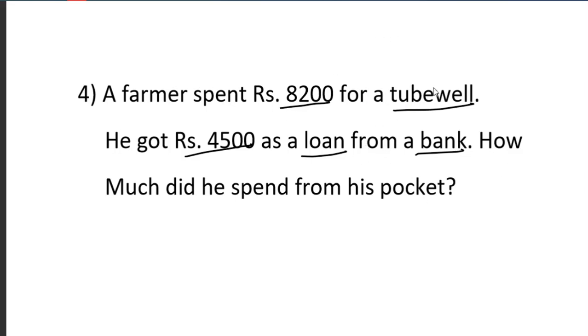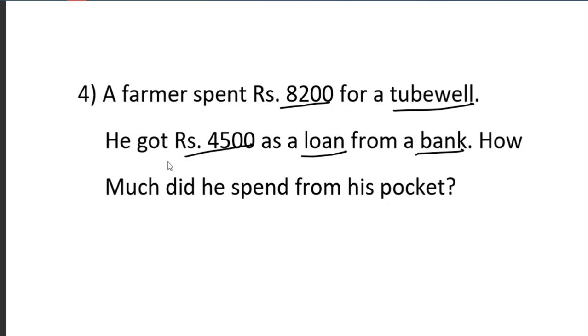So what is the information given? He spent rupees 8,200 for a tube well. He also took a loan from the bank, that is rupees 4,500. So how much of his own money did he spend from his pocket? Okay children, that is the question.